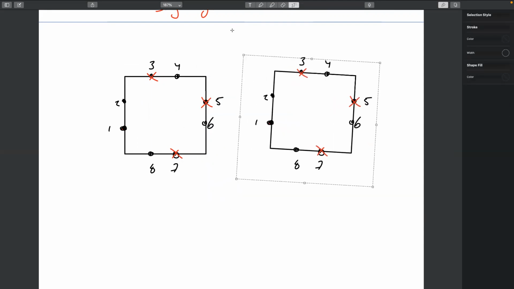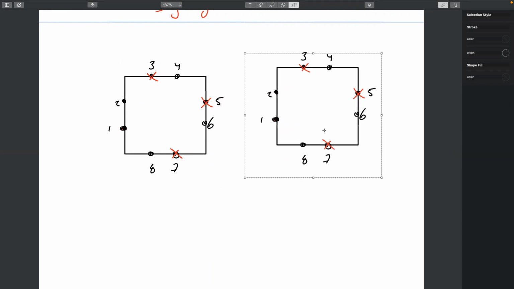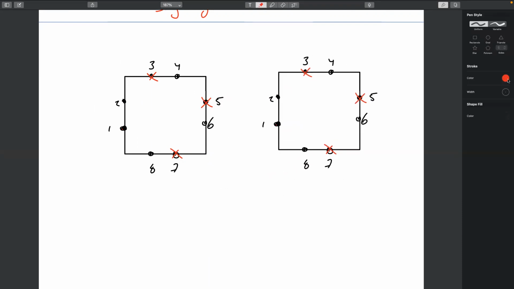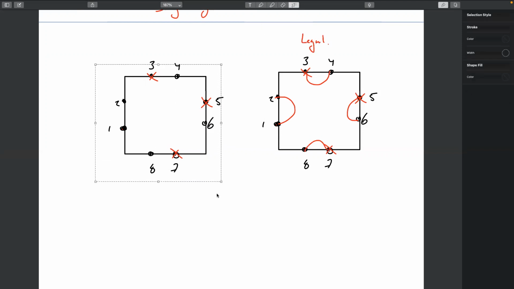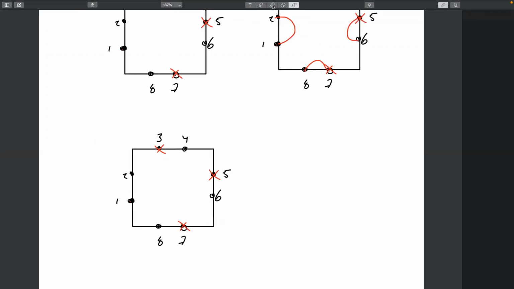Let's just try them. So say 1 does go to 2, then what else do we know? 3 would go to 4, 5 would go to 6, and 7 would go to 8. Is this legal? Yep. Legal. Okay, let's say that 1 went to 4, then 2 would go to, or maybe let's do 3 first. Where would 3 go?